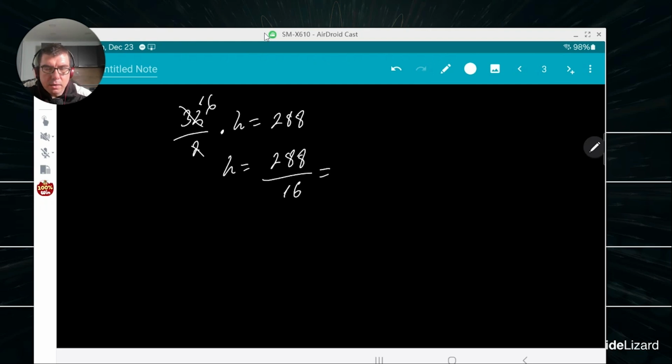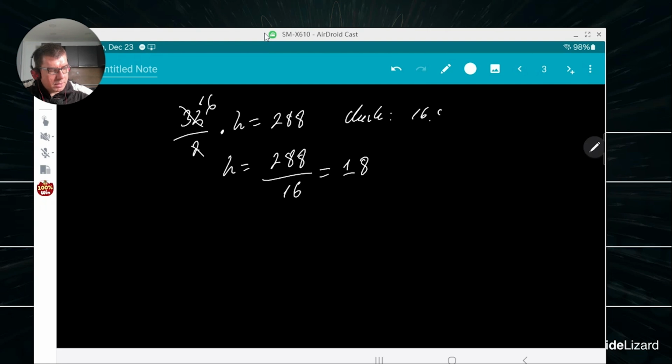28 divided by 16 is 1 with a remainder of 12, right? So 128 divided by 16. How many times is 16 entering into 128? It should be 8 times, right? Let's check.